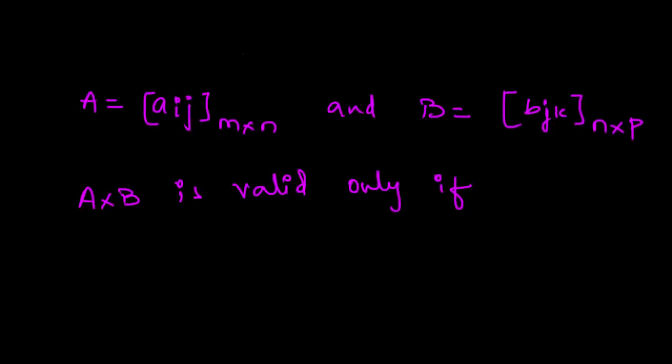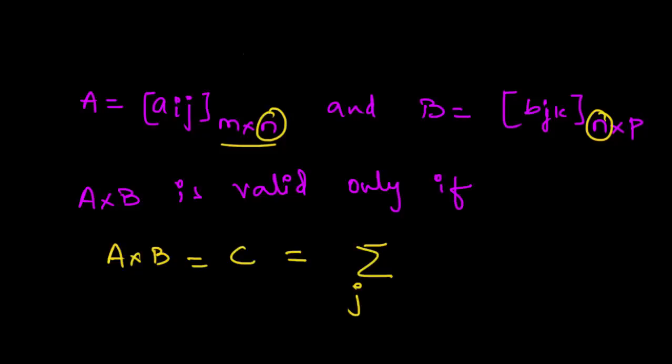Let's see. We have A as A_ij having order of m cross n and B as B_jk having order of n cross p. A cross B is valid if and only if we have n columns in A and n rows in B. So then A into B, let's denote it by C, will be defined as summation from j equals 1 to n of A_ij B_jk.